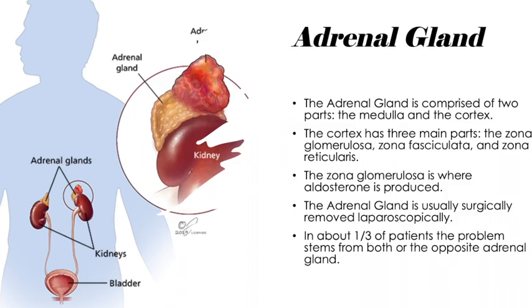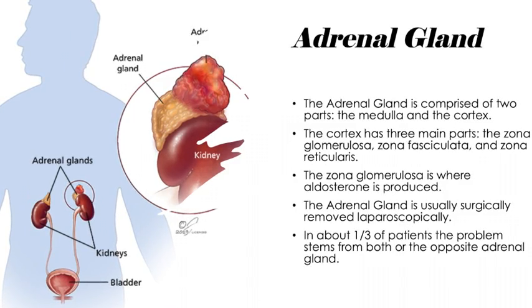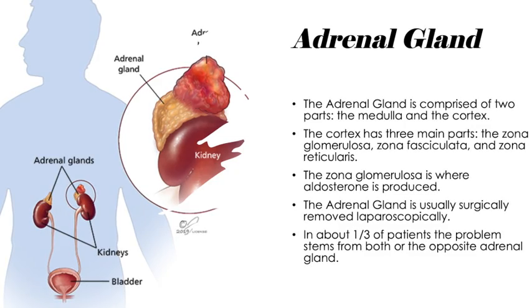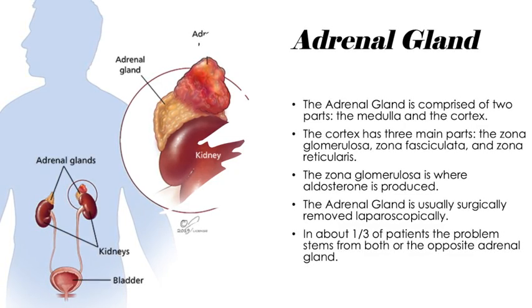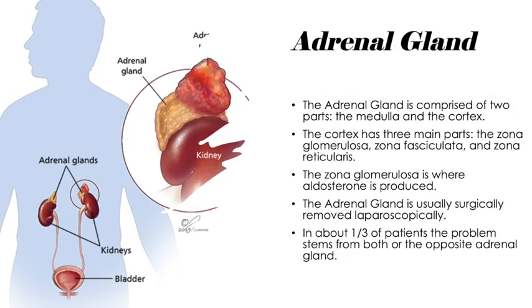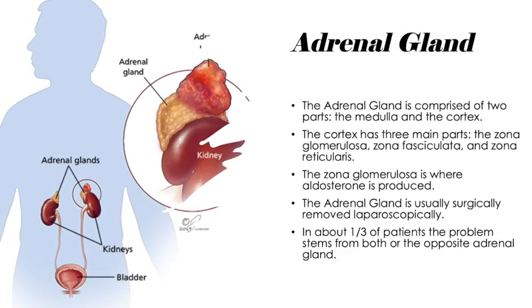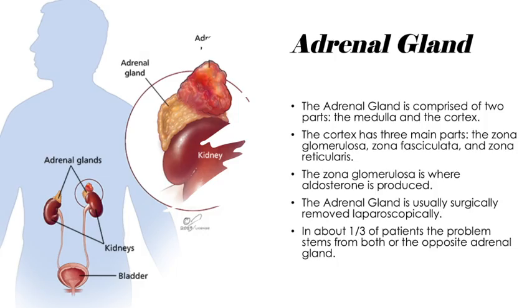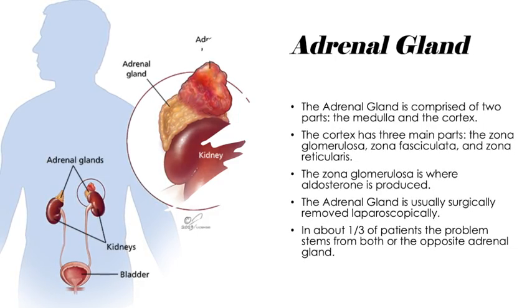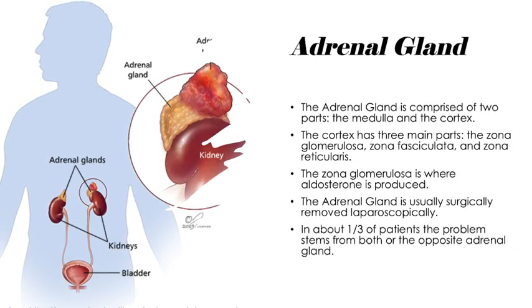The adrenal gland is made up of glandular epithelial tissue. There are two in your body, one attached to each kidney. The adrenal gland is comprised of two parts, the medulla and the cortex. The cortex has three main parts, one of which is the zona glomerulosa. This is where aldosterone is produced.